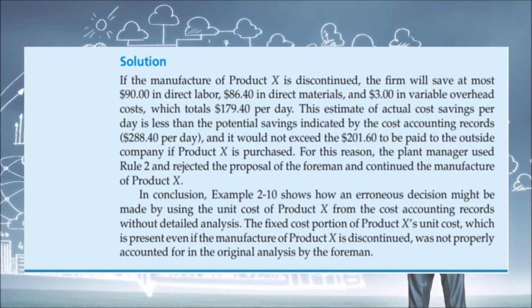For this reason, the plant manager used Rule 2 and rejected the proposal of the foreman and continued the manufacture of product X. In conclusion, example 2-10 shows how an erroneous decision might be made by using the unit cost of product X from the cost accounting records without detailed analysis. The fixed cost portion of product X unit cost, which is present even if the manufacture of product X is discontinued, was not properly accounted for in the original analysis by the foreman.